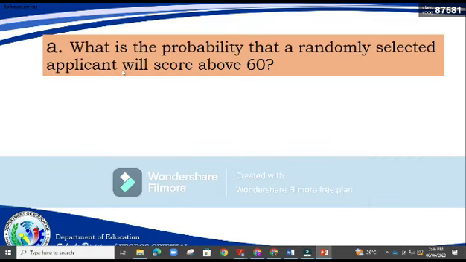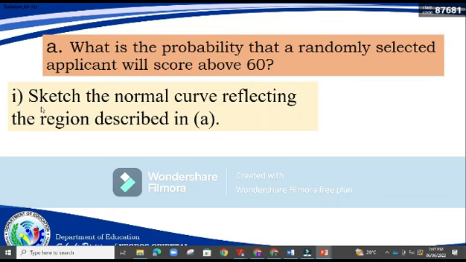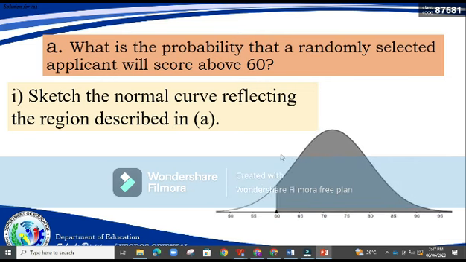Okay, let's answer. Solution for A: What is the probability that a randomly selected applicant will score above 60? First, sketch the normal curve reflecting the region described in A. So remember, our mean is 72, so we'll do it like this. 72 is at the middle, with a range of 5. Here it starts with 50 because if this is 72, this is now the division. So 72 must be at the center since it is said that it is normally distributed.